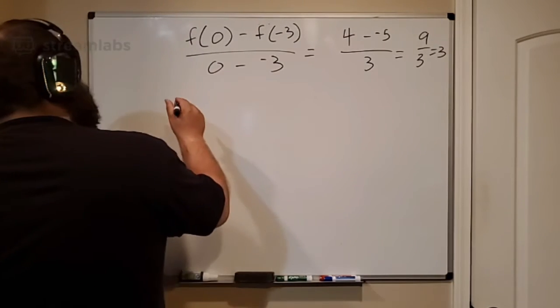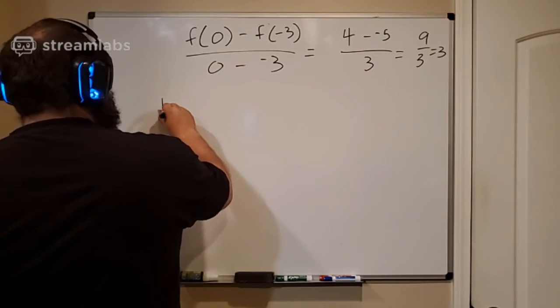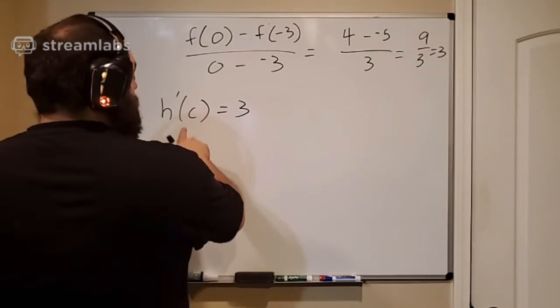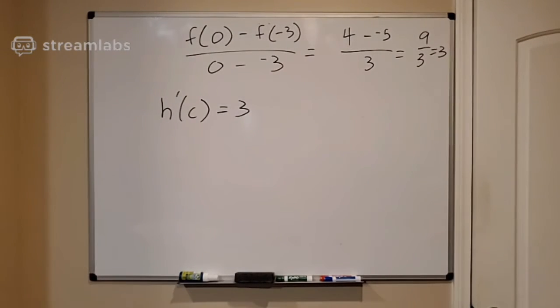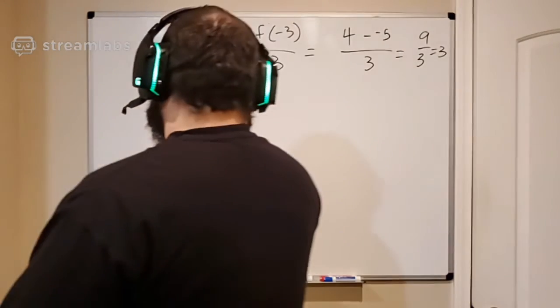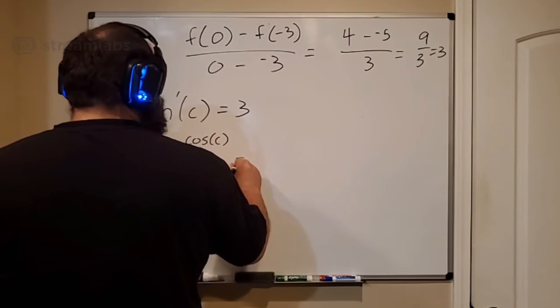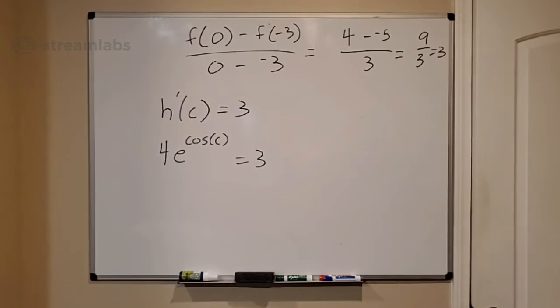And then we want h prime of c basically to be equal to 3. Well, they gave us h prime, which is that ugly function. This is why you'll need your calculator, and I can pull up the calculator and show you how to do it in a second. 4e to the cosine x. So we get 4e to the cosine of c equals 3. And then we have to use the calculator to solve that. There is one of 2 ways you can use the calculator to solve.